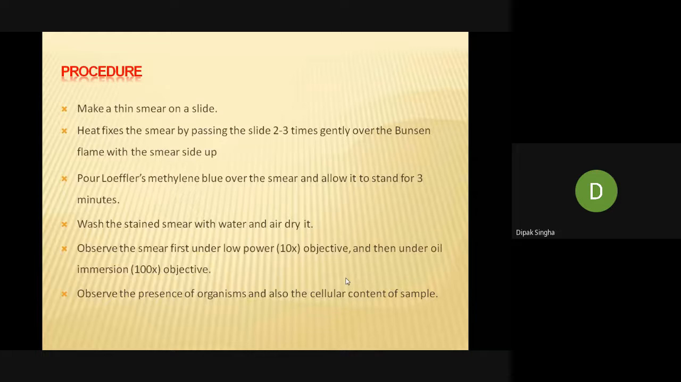Only 2 chapters are left. I think the IMViC test is one class, and another is animal cell culture. Okay, so observe the presence of the organism or cell in the sample.